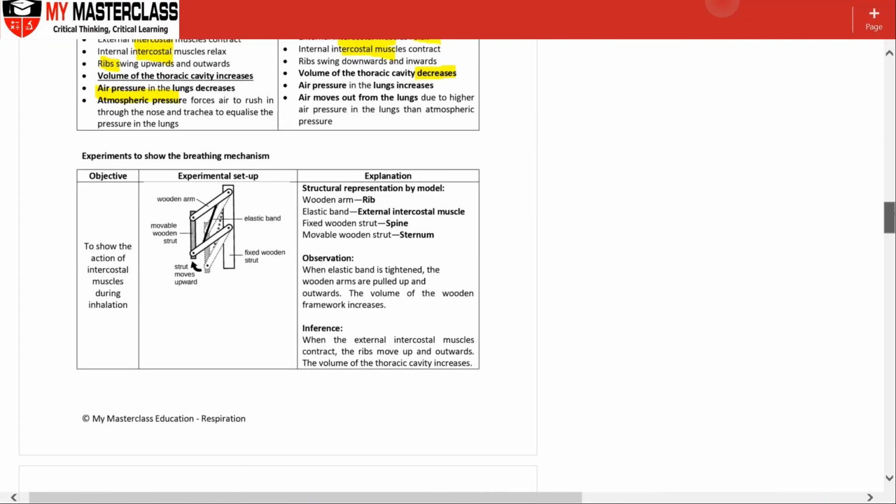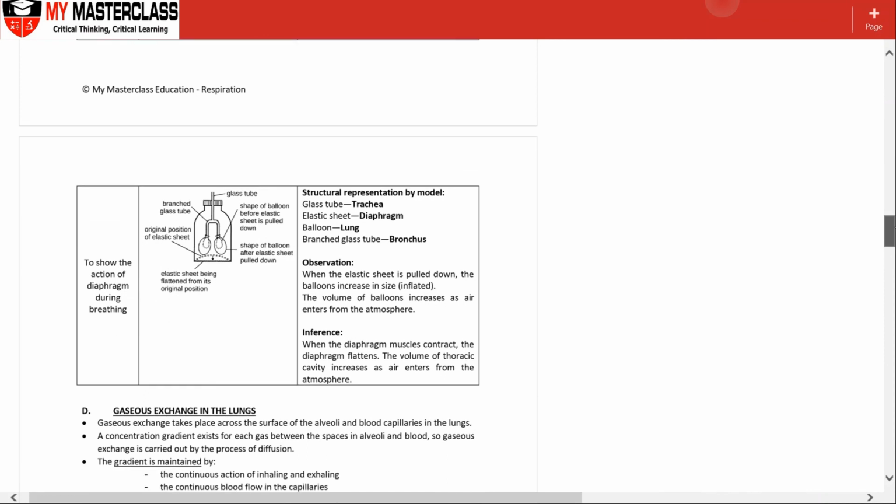Moving down, these are just experiments to show how your breathing mechanism works. Okay, not really tested. This one you might have done in school itself.